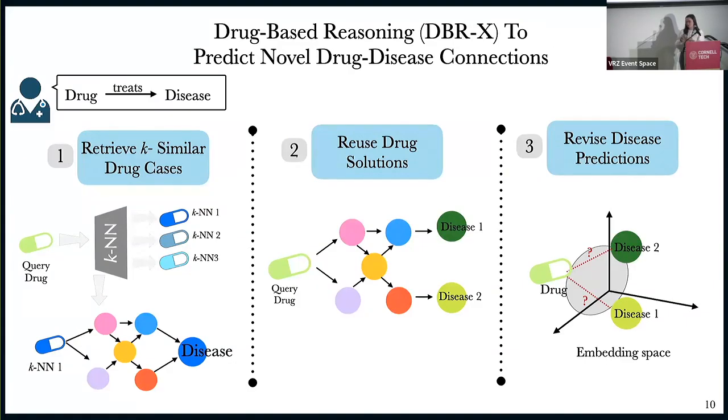So for drug-based reasoning, the framework that we developed, we are following the core idea of case-based reasoning. So the task here, again, is that we have a drug and we want to predict a novel connection with a disease. We have a drug, and we first retrieve similar drug cases. We perform a nearest neighbor search. We look at the mechanistic paths in the knowledge graph. And then we take these mechanistic paths and use them as a template for the problem that we're solving, and we end up arriving at multiple disease candidates that can be repurposed. And then finally, we need to revise which of these are more likely to be repurposed.